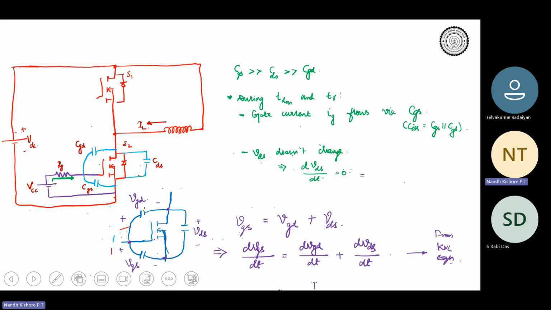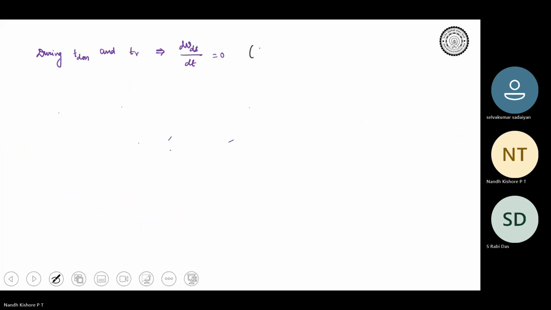Now what we saw was that during your turn on delay time, TD on, and TR, your dVDS by dt is 0, right? Your voltage doesn't change. Drain source voltage doesn't change. Why? This is because VDS remains at VDC. So dVDS by dt is 0.